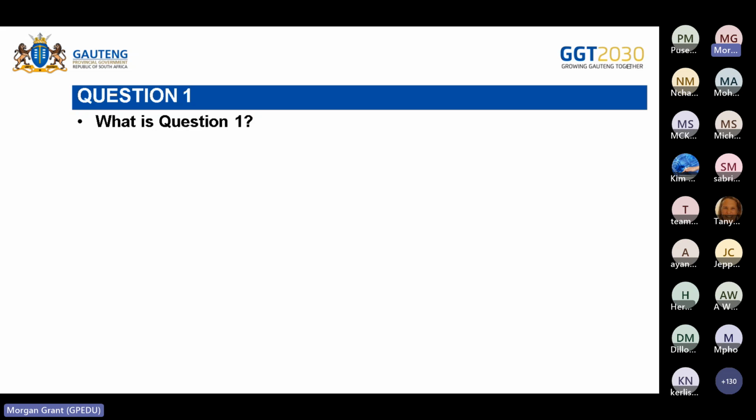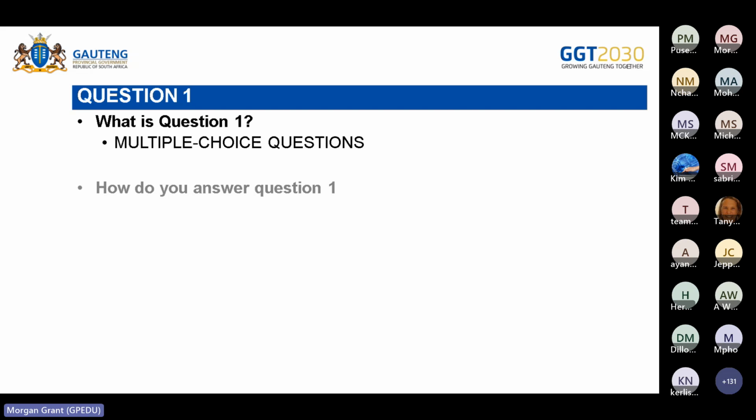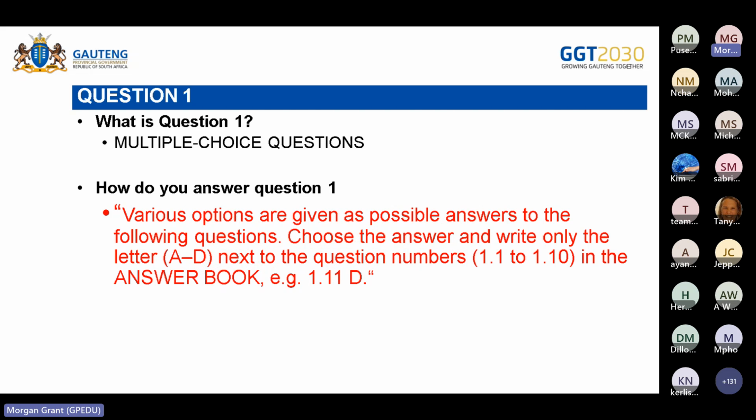What is question 1? Anybody open your mic or in the chat, please tell me what is question 1. Right, any school. What is question 1? Multiple choice, right. Absolutely correct. It's multiple choice. Now, it seems as though schools don't know what question 1 is all about. But let's look into how do we actually answer question 1, right? And this is what we need to do. And I've copied this out of the November 2022 paper.